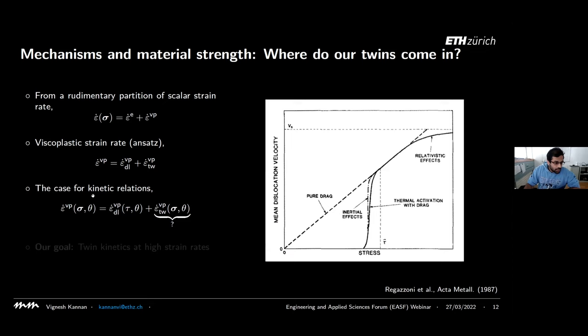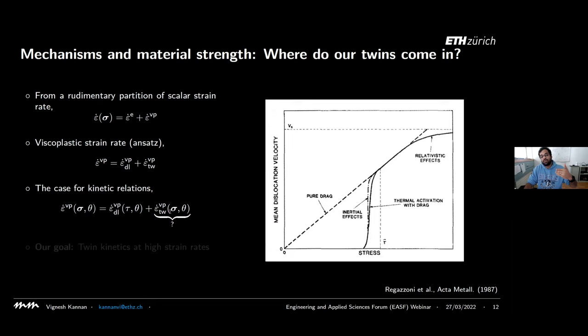So the viscoplastic rate of deformation, or the viscoplastic strain rate, is a function of the stress, a function of temperature, and you can go on and define internal variables that control the strength of this material. So this is what controls the strength of the material. And if you use this particular ansatz, we say that the dislocations are driven by shear stresses and temperature, and twins are driven by some stress tensor and temperature, right?